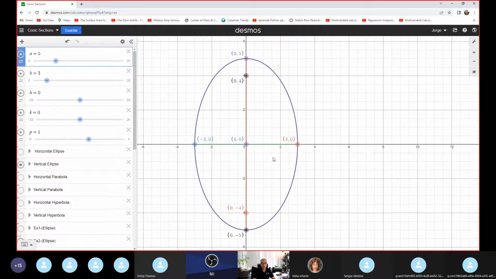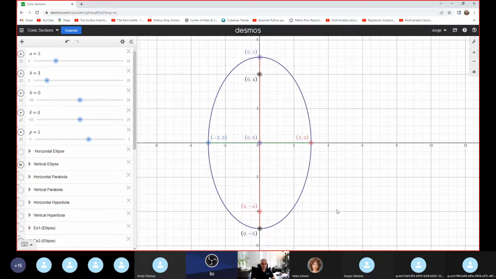Again, center 0,0. Vertices 0,5, 0,-5. Endpoints of the minor axis 3,0, minus 3,0. Foci 0,4, 0,-4. In this elementary example, we start at the beginning and the numbers are easy, no problem. However, in another more complicated example we see today, maybe the numbers are horrible. Now, using this, you always get the answer. Okay?